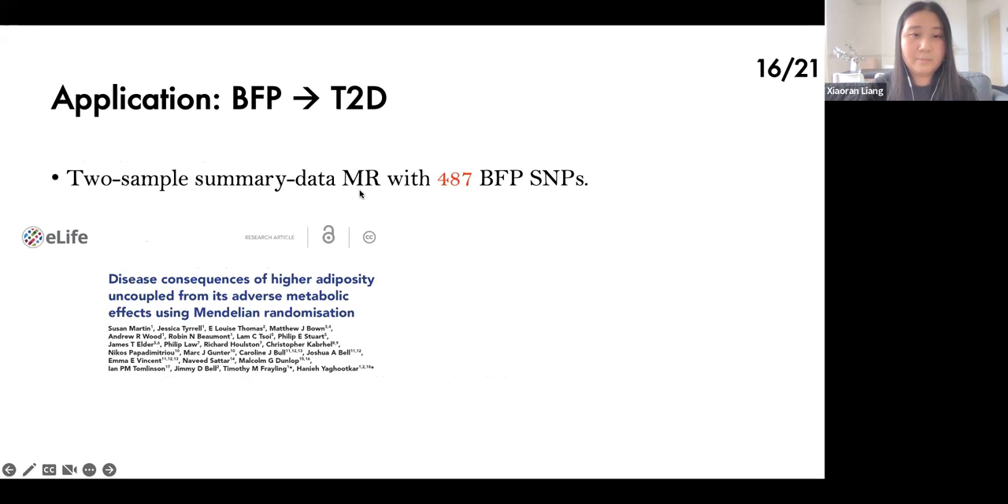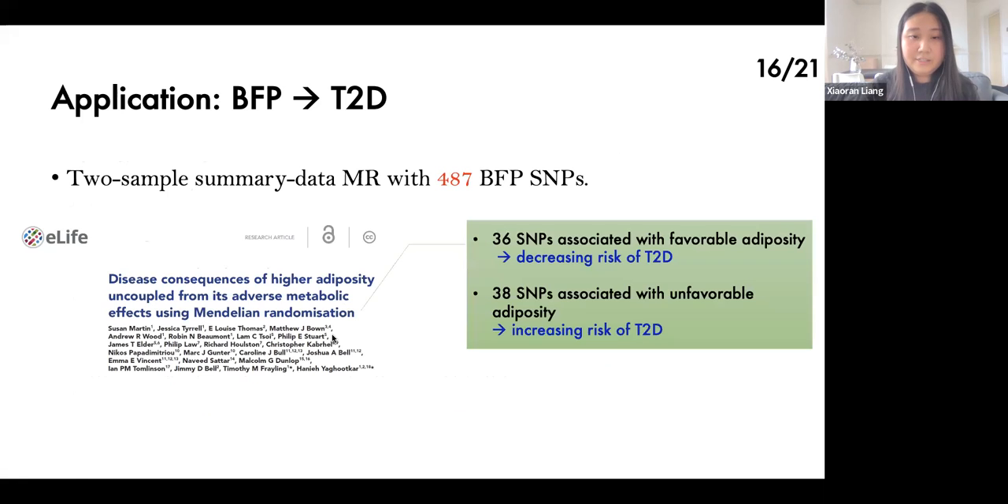So we use a 2-sample summary MR design where we have 487 SNPs, and the SNP exposure summary data are from this paper written by our colleagues in Exeter. In this paper, 36 of those SNPs are evidenced to be associated with favorable adiposity, in other words, those 36 SNPs are associated with decreasing risk of type 2 diabetes. And 38 of those SNPs are evidenced to be associated with unfavorable adiposity and increasing risk of type 2 diabetes.